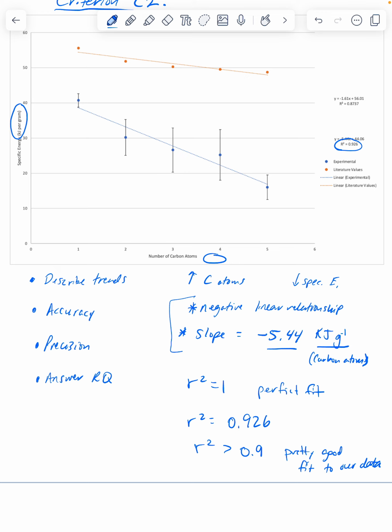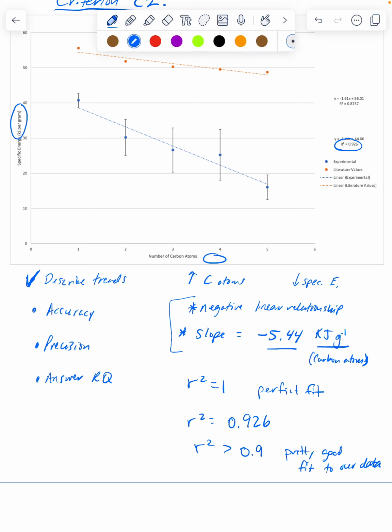Okay, so we've described the trends and we've tried to do it very specifically. We've talked about the type of relationship and the meaning of the slope, including units, and about how good the trend line fits the data. Now, let's talk about how accurate and precise this data is. These are two terms that really get mixed up a lot, so let's clarify them.